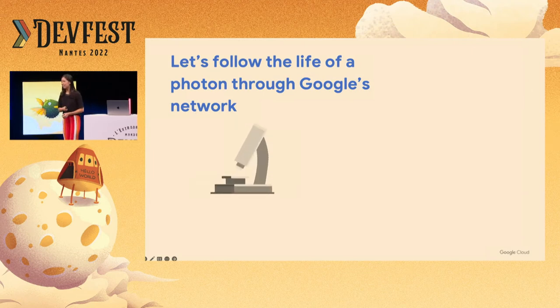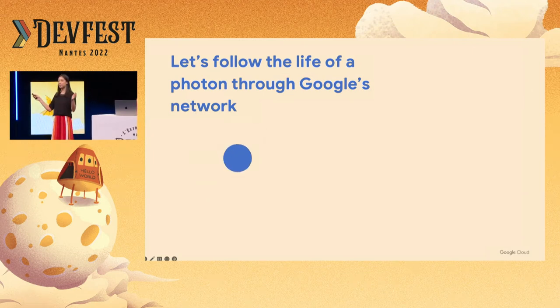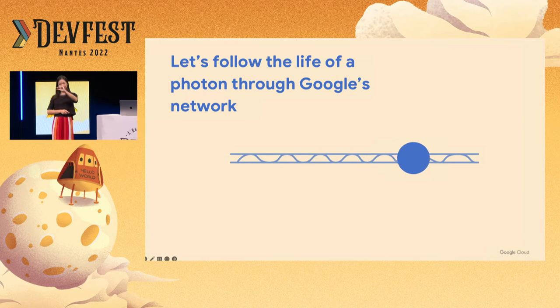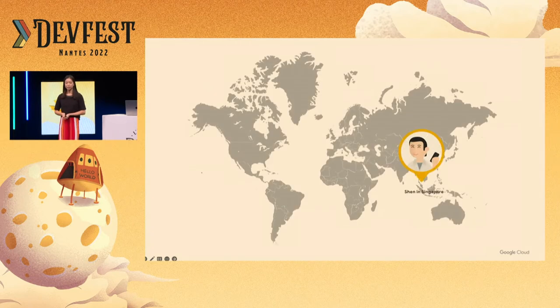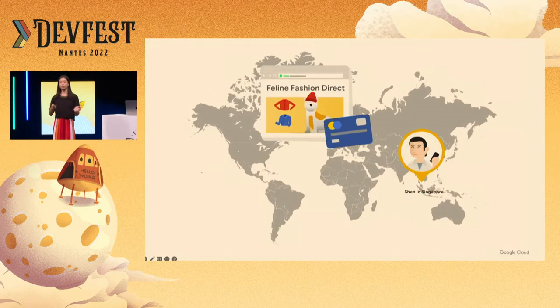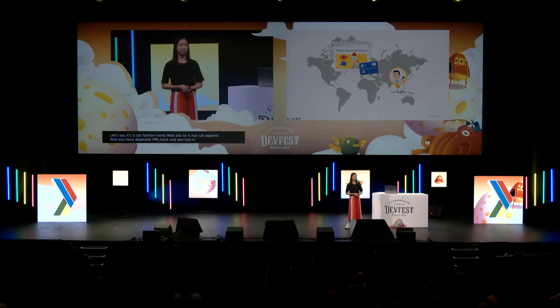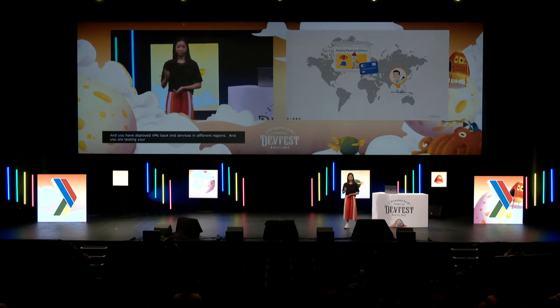So to understand how big this technology is, let's start by getting really, really microscopically small and follow the life of a photon through Google's network. Let's just say that you are deploying a web service on Google Cloud. Let's say it's a cat fashion trend website, so it has cat apparel. And you have deployed VMs and backend services in different regions. And you are testing your application now with your user in Singapore, Shen.